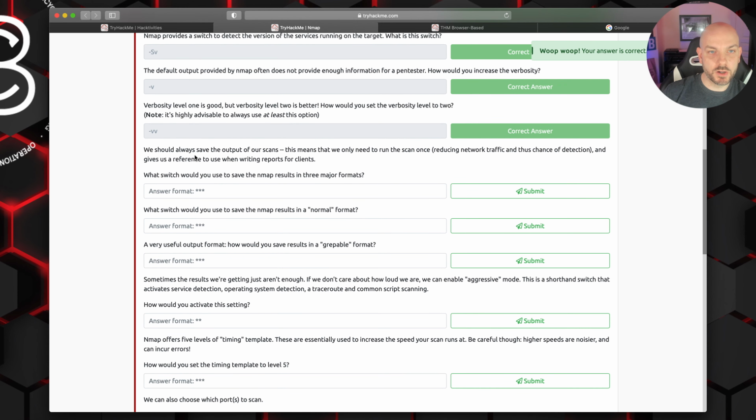All right, we should always save the output of our scans. This means we need to run the scan once, reducing network traffic and the chance of detection, and give us a reference to use when writing reports for clients. What switch would we use to save the NMAP results in 3 major formats?